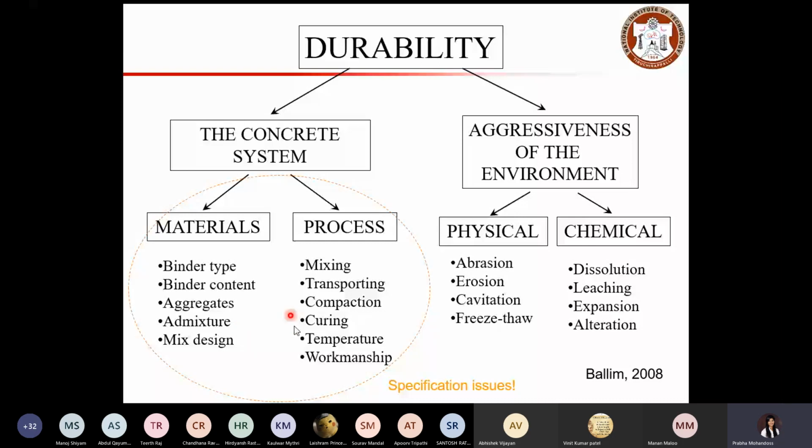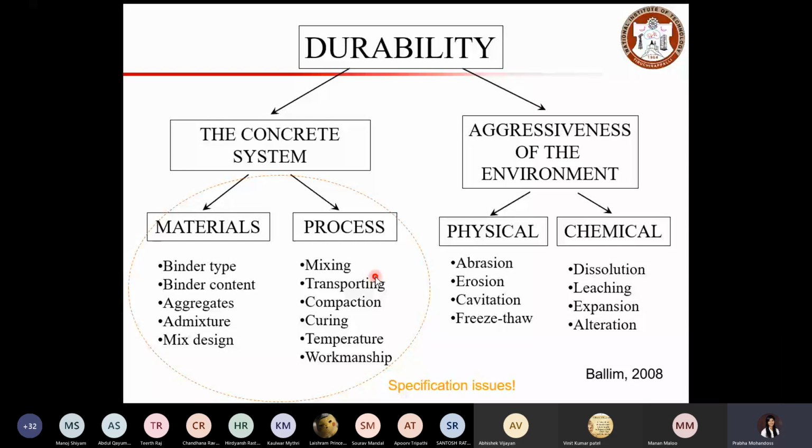So you should know, if you are designing for a particular application, appropriate admixtures should be used, and mix design. Everything is governed by the mix design, how you are going to proportion these ingredients in your concrete. So that's all with the materials, and then you have the process. How are you going to mix your concrete, and how are you going to transport concrete from one place to another?